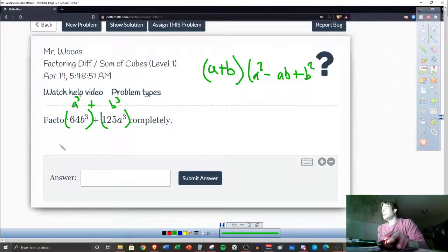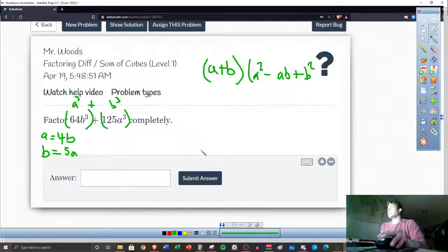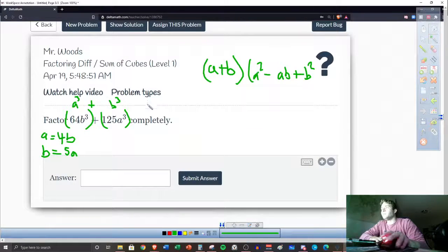So we know that a is going to be the cube root of this, so that would be 4b. That's what the cube root of this is. Then b is going to be the cube root of this, so that's 5a, the second one. Yeah, this is definitely a more complex example. I really hate that these letters are what they are. I honestly should just change those, but I think we'll be okay.